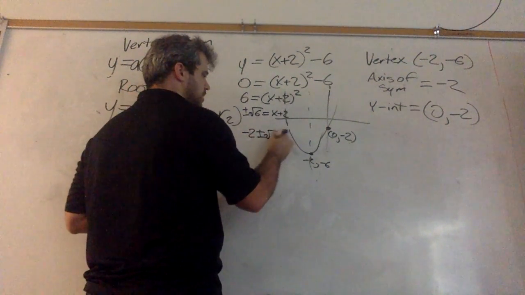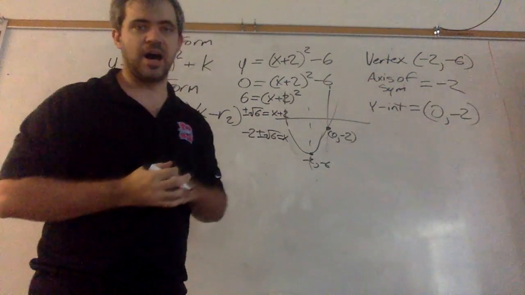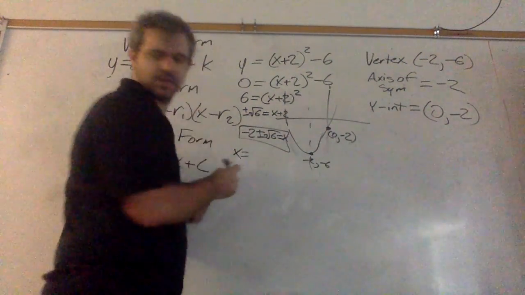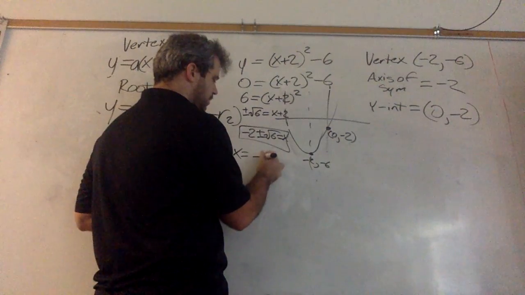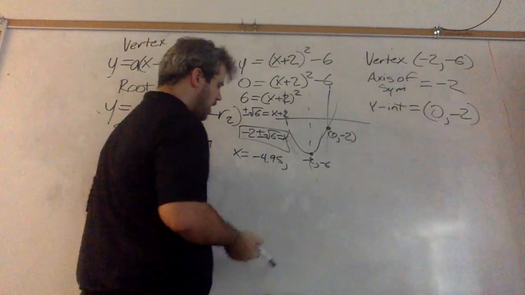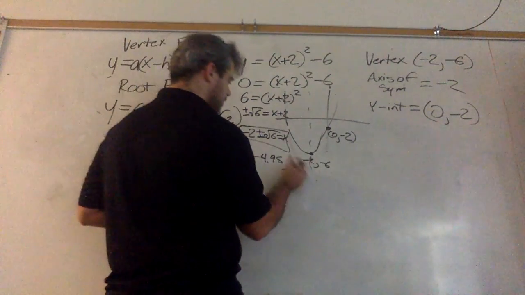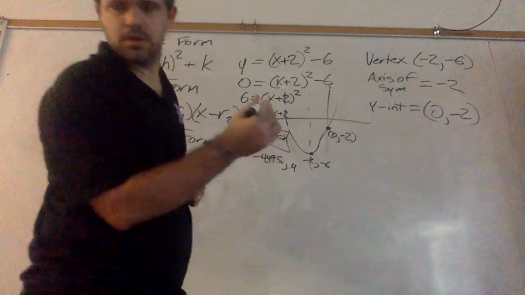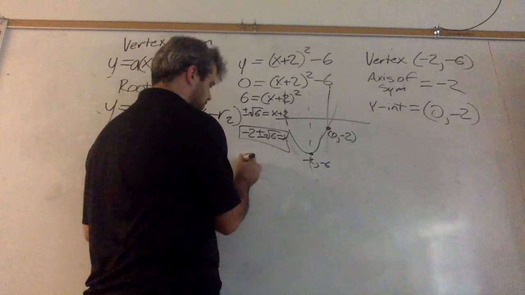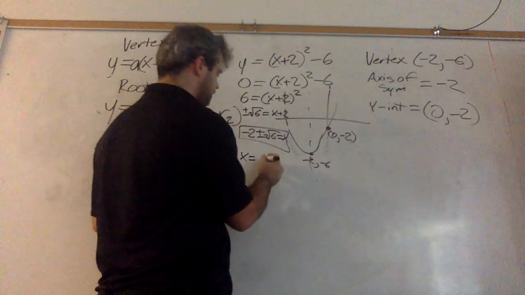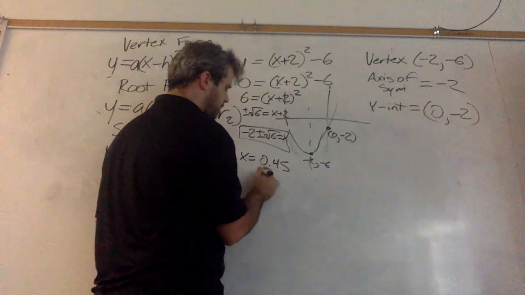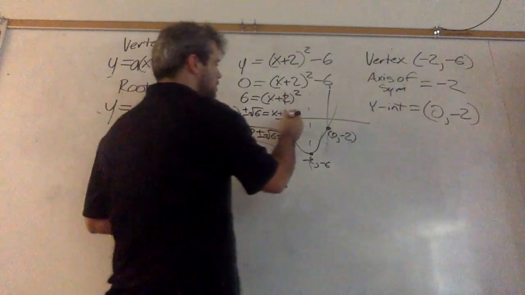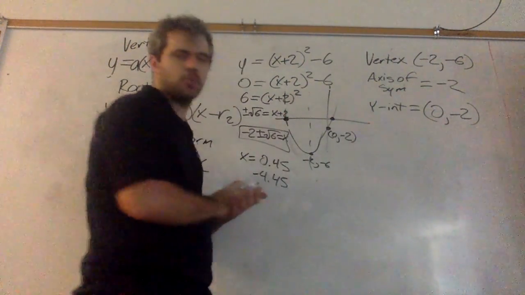-2 plus or minus square root of 6. And I went ahead and looked this up. It means x is either -4.45 or 0.45, give or take. Sorry about the earlier wrong numbers. So right here and right here.